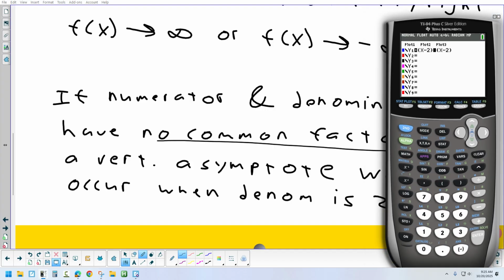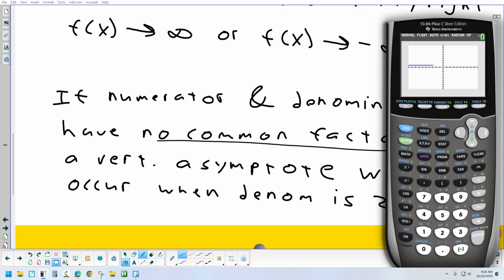But what about when you plug 2 in the top? You also get 0 there. When that happens, you will not get a vertical asymptote. Watch what happens as you get close to 2. First, we're dividing two things that are identical. What do you get when you divide two things that are the same? 1. So you're going to get a horizontal line at 1 when you graph this.